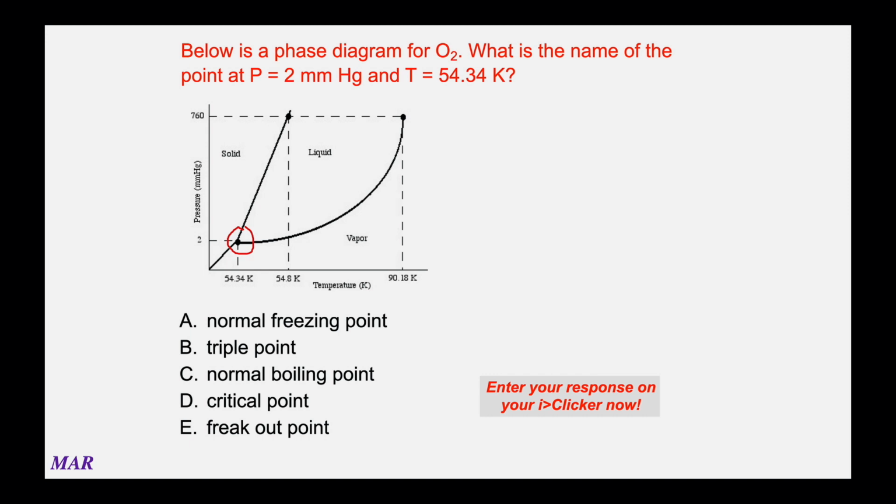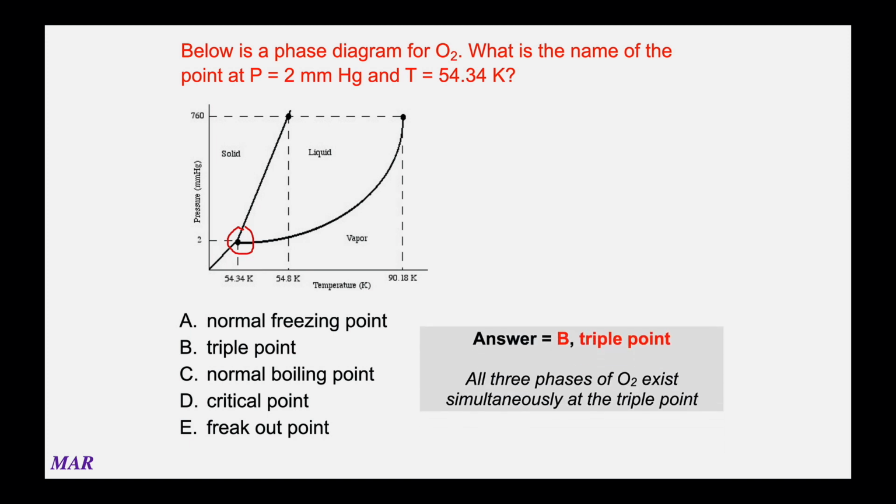At this point, I'm assuming you've looked at the problem, you want to talk about the answer, and let's do it. Okay, so assuming you just didn't default to E, the freak out point. All right, keep my day job. No reason to freak out on this stuff. This stuff's pretty chill. You've got all those different possibilities, but the point where the solid, liquid, and gas or vapor come together is pretty important, and all substances in theory have it. That point is called the triple point. The triple point is where all phases of O2 exist at the same time. So for oxygen's case, that would be 2 millimeters of mercury and 54.34 Kelvin.